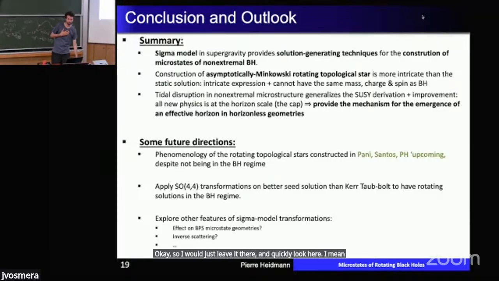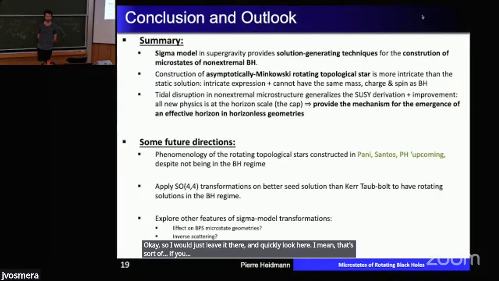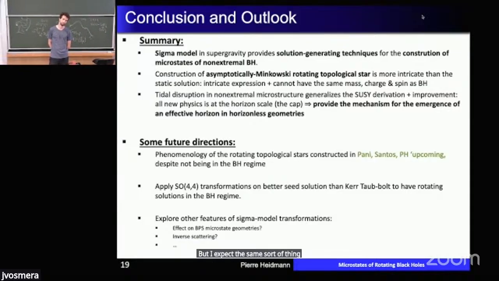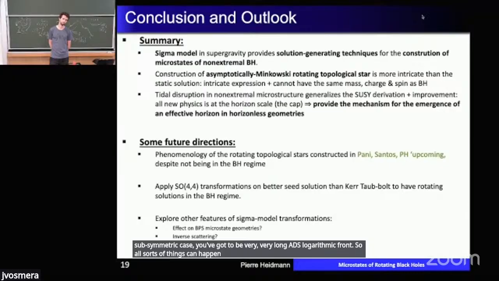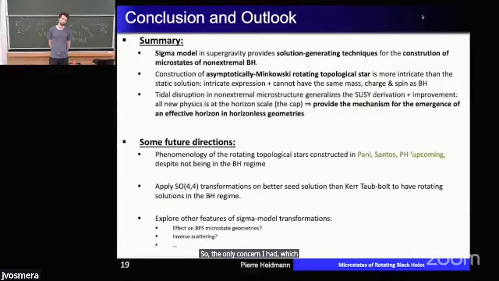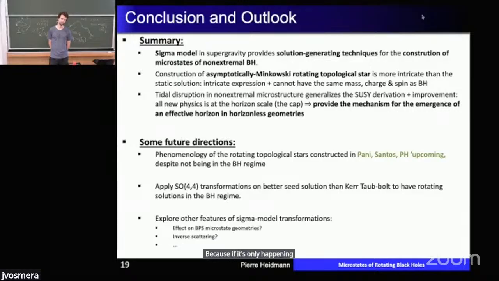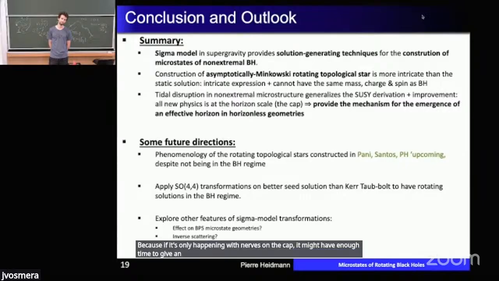I was thinking about what would happen in non-extreme cases. But I expected the same sort of thing, because in the supersymmetric case, you've got a very, very long AdS logarithmic throat, so all sorts of things can happen there. Whereas if you have an ordinary Schwarzschild-like black hole, the infall times are shorter. So the only concern I had, which you've answered nicely, is that maybe it won't experience those forces for long enough to destroy it. Because if it's only happening with an epsilon on the cap, it might have enough time to give an impulse to blow it out. But that's great.